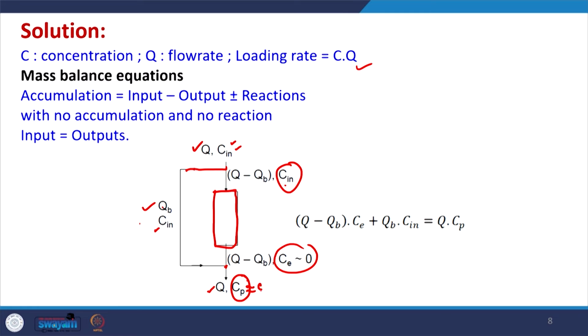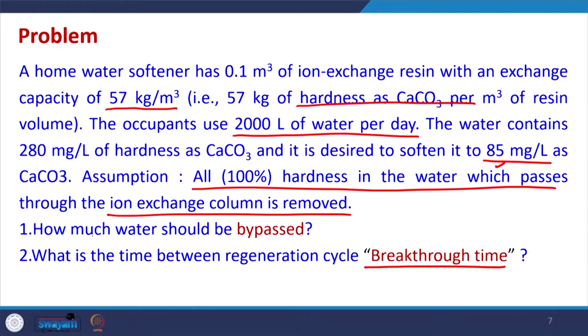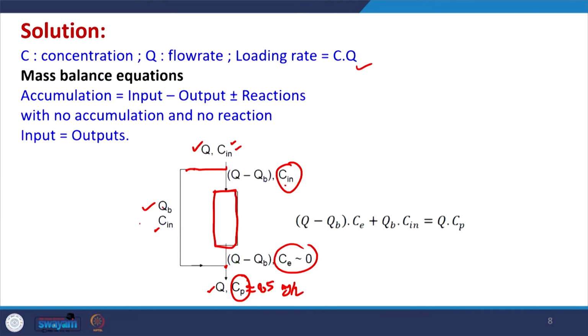So, this is desired to be 85 milligram per liter as per the question. So, we have to find out how much water should be bypassed. That means in this case we have to find out the flow rate of the bypass. Now, there are 2-3 positions where we can perform the calculation. One of the calculations where everything is done is this mixing point.